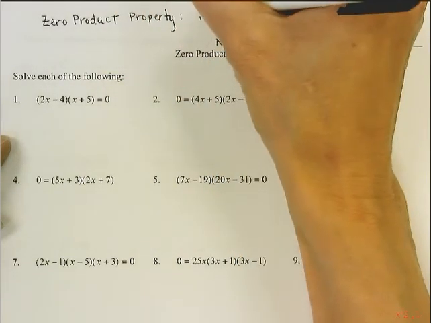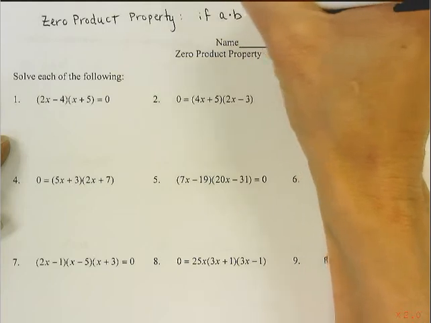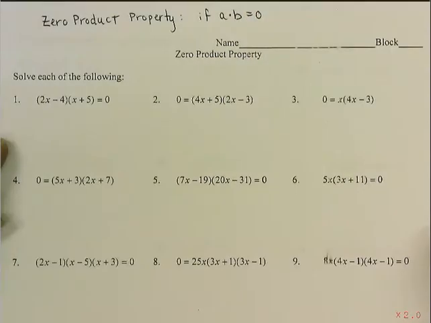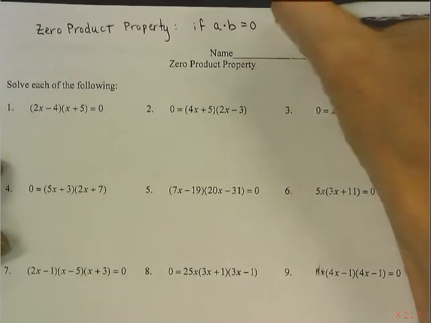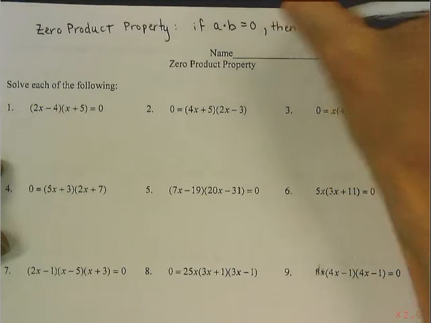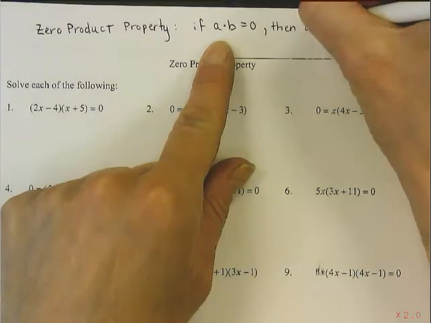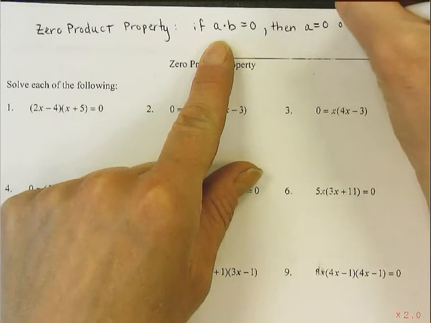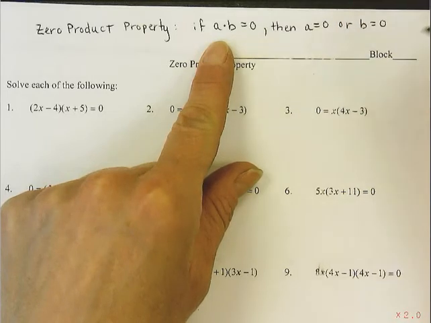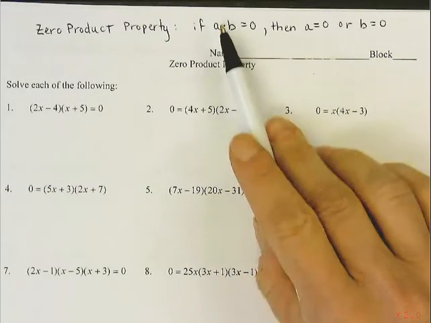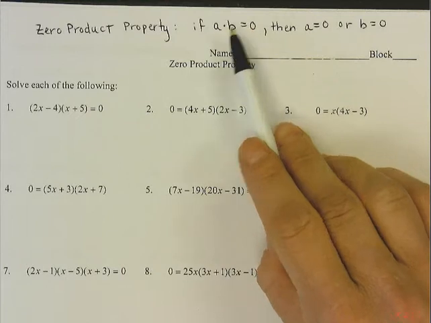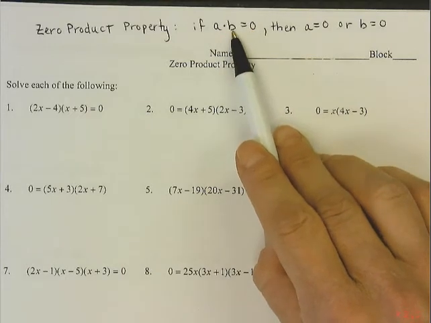It states if A times B equals 0, then I'm sure you can see what should be true. Either A has to be equal to 0 or B has to be 0. Seems pretty simple enough, right? If we have a product that's equal to 0, either that number equals 0 or that number.